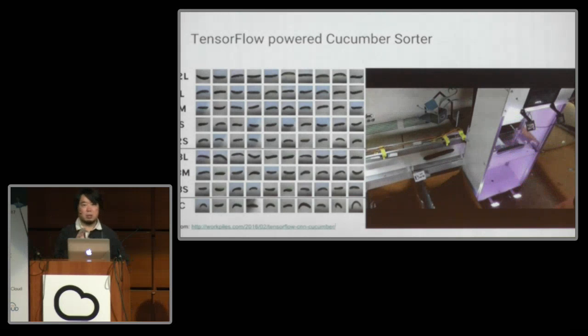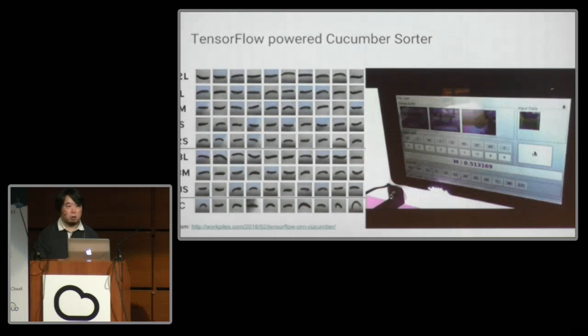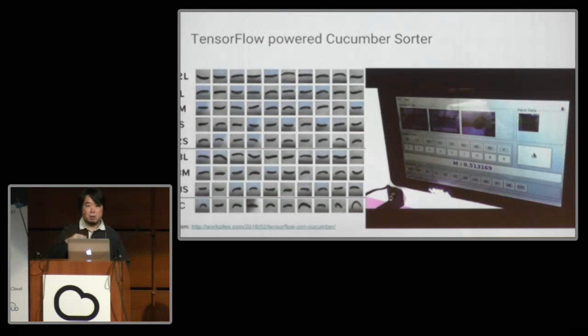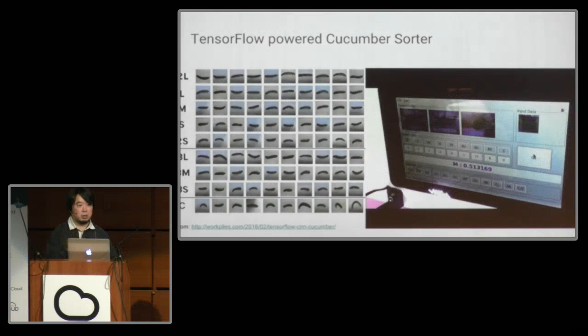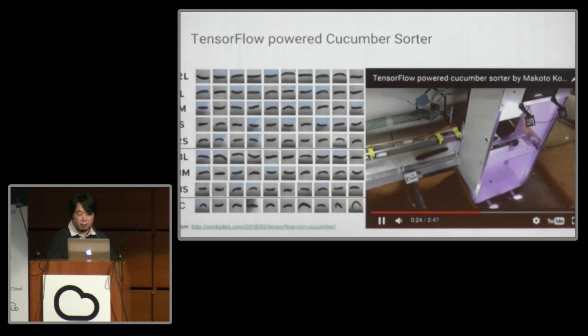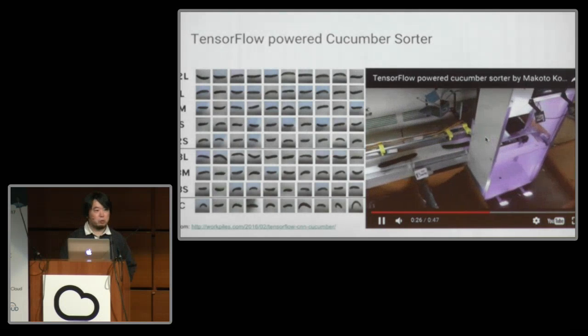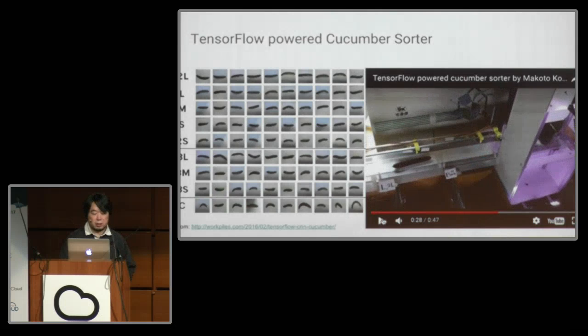And he took 9,000 photographs of the cucumbers and put on the labels chosen by his mother. The initial prototype was able to get 70% accuracy. That is pretty high.